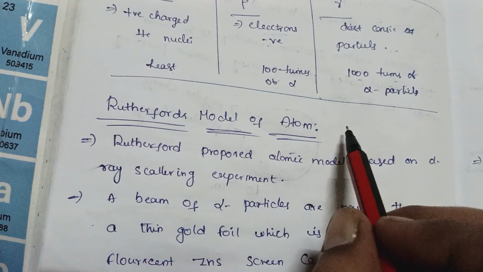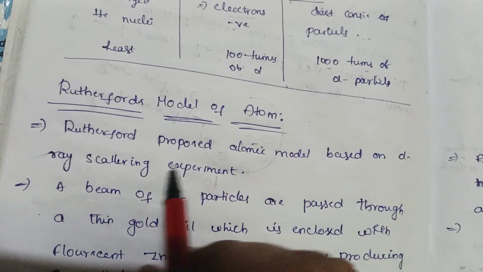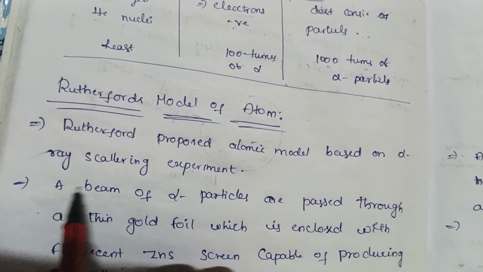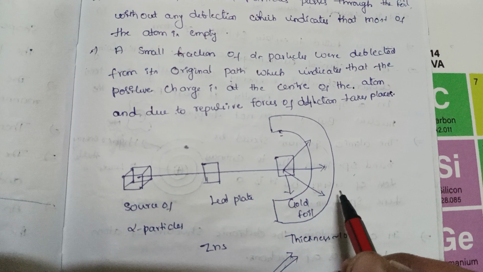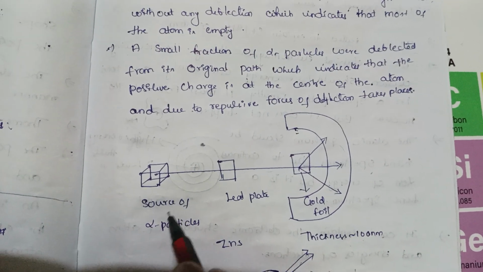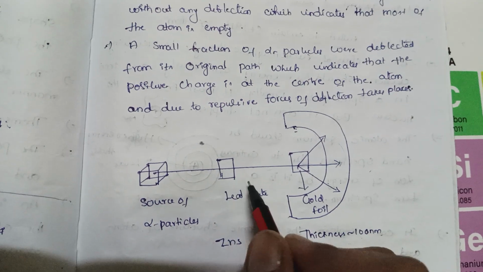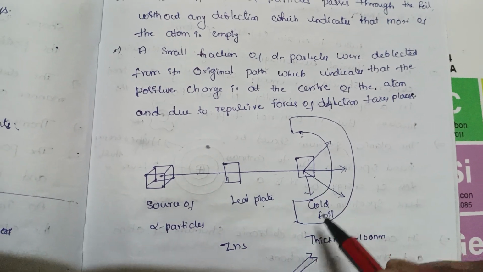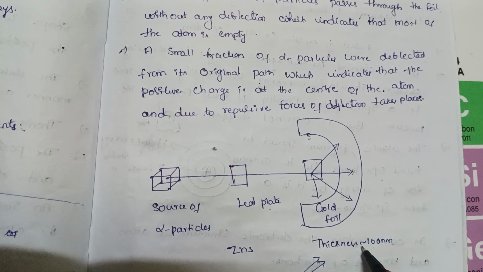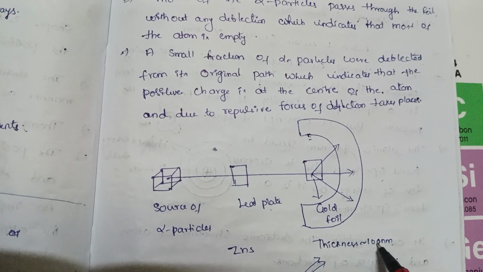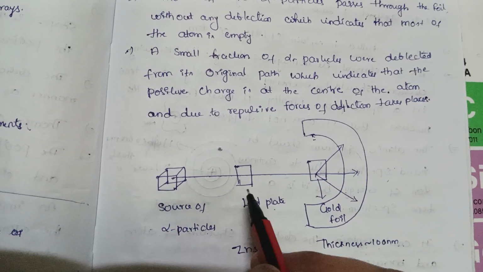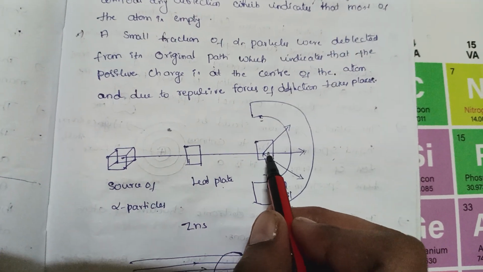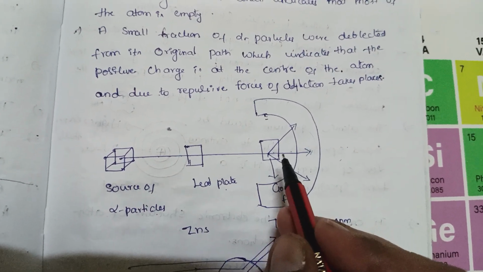Rutherford model of atom. Rutherford proposed an atomic model based on the alpha ray scattering experiment. This is the alpha ray scattering experiment. This is the source of alpha particles. He placed a lead plate. This is a gold foil, which is very thin. The thickness of the gold foil is 100 nanometer. This is a fluorescent screen.